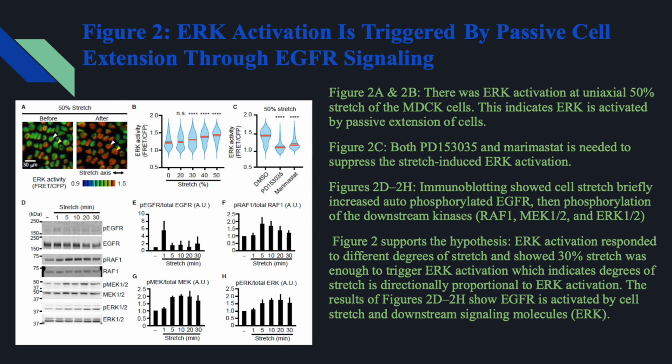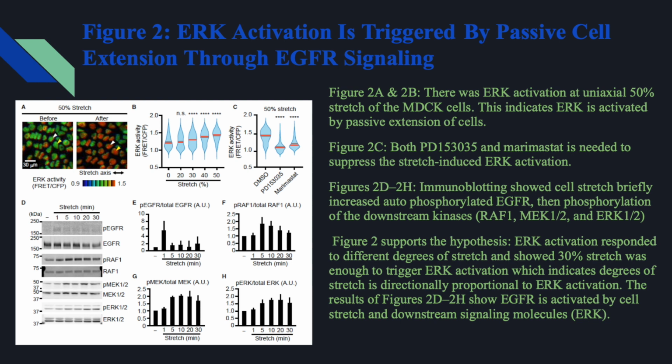Figure 2c. MDCK cells were either treated with DMSO, PD153035, or Marimastat at a stretch of 50% to test the effects ERK activation waves have on collective cell migration. Both PD153035 and Marimastat are needed to suppress the stretch-induced ERK activation.